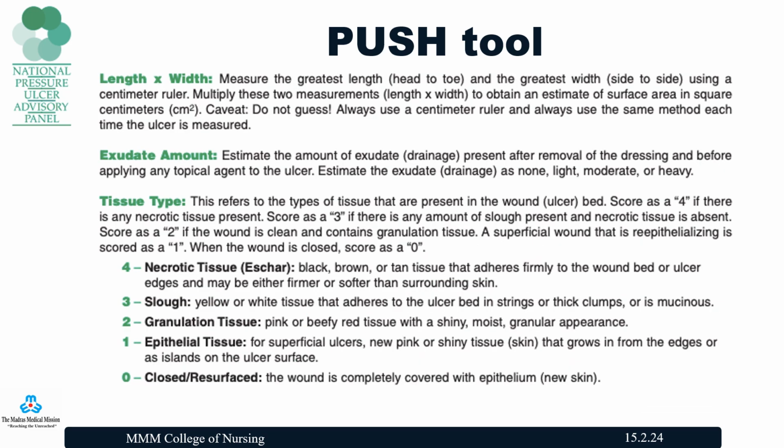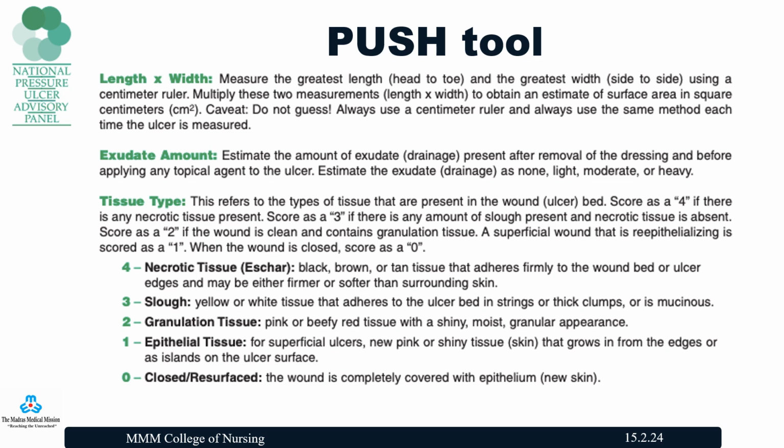How do we calculate length into width? We need to measure the greatest length, that is head to toe, and the greatest width, that is side to side, using a centimeter ruler, and multiply these two measurements, length into width, to obtain an estimate of the surface area in square centimeters. We should not guess; we should always have a ruler, identify the length and the width, and calculate length into width.